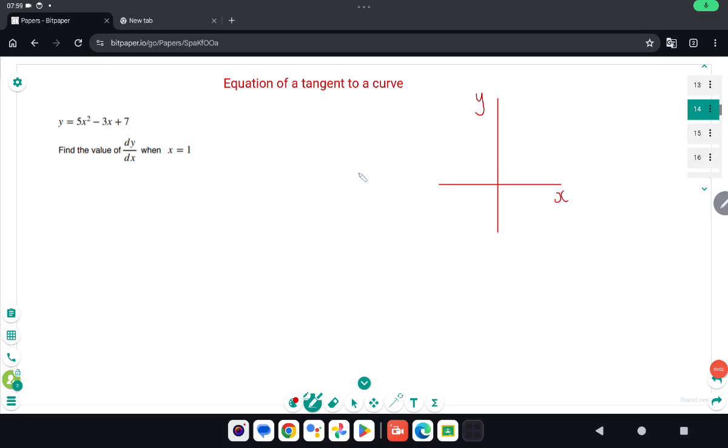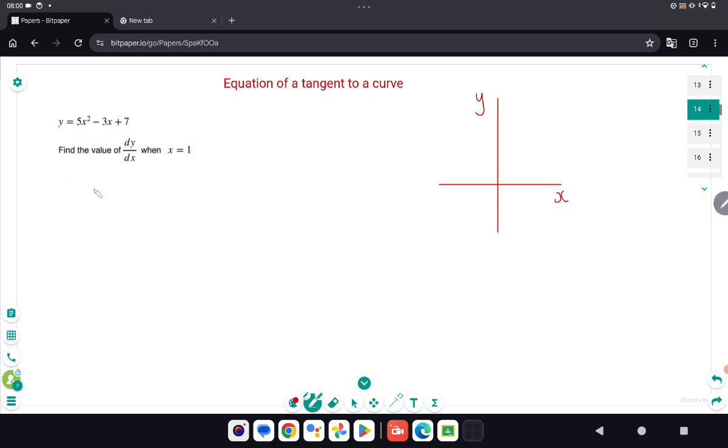In this recording, we will be looking at how we can use differentiation to find the equation of a tangent to a curve. So we have the equation of the curve. Find the value of dy by dx when x is equal to 1. It's just a straightforward question here.